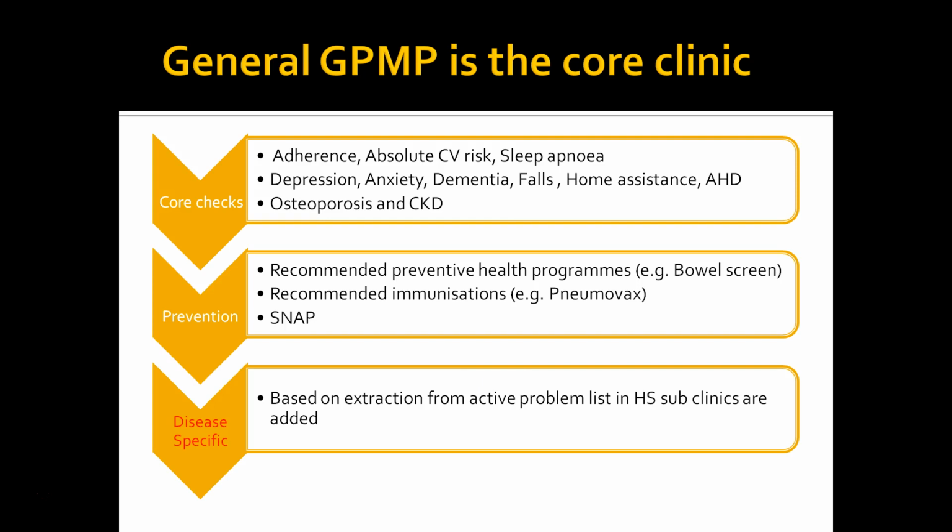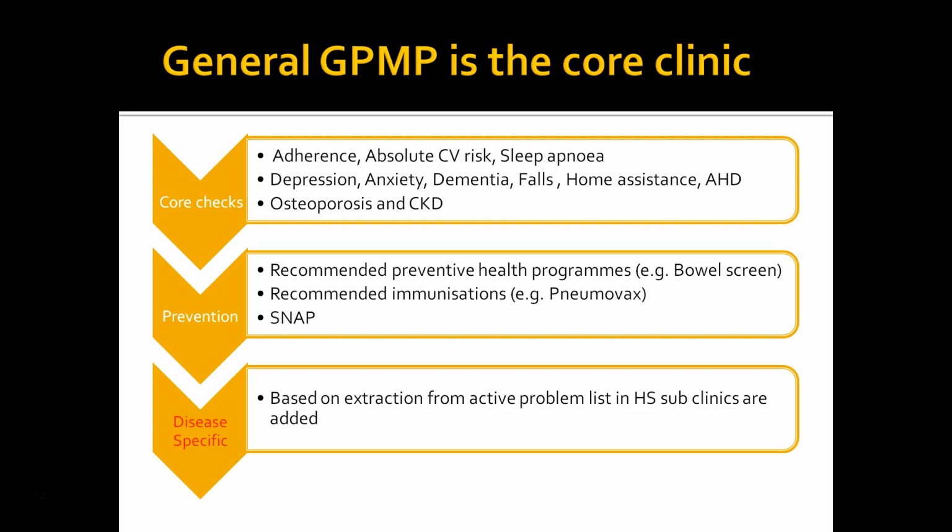Every clinic includes a core of adherence, absolute risk calculation, sleep apnea screen, a quick depression and anxiety screen, quick screens for dementia, falls, home assistance, a question about advanced health directives, and a quick screen for osteoporosis and chronic kidney disease. As well, all the recommended age-specific preventative health programs are included, for example, bowel screen, recommended immunisations, for example, Pneumovax, and a screen via wizards for smoking, nutrition, alcohol and physical activity.